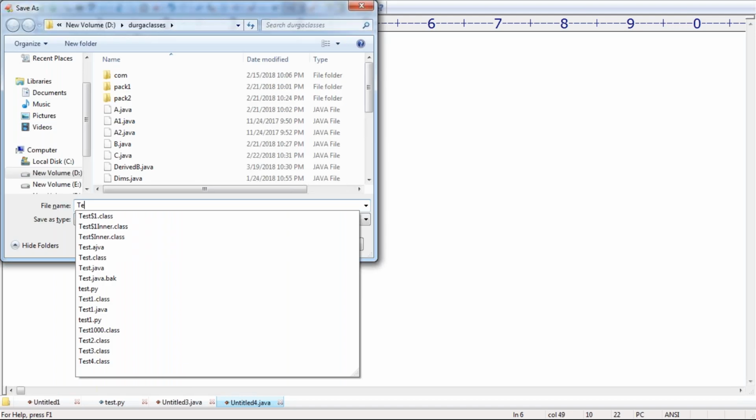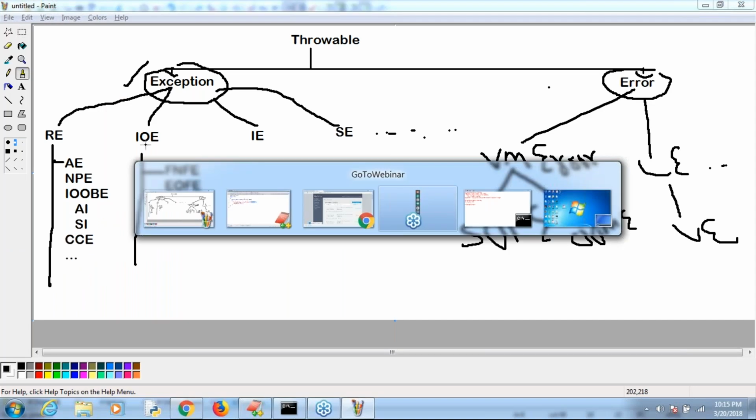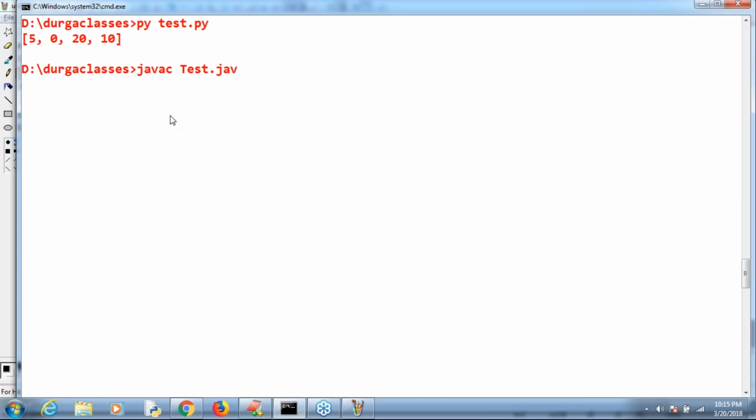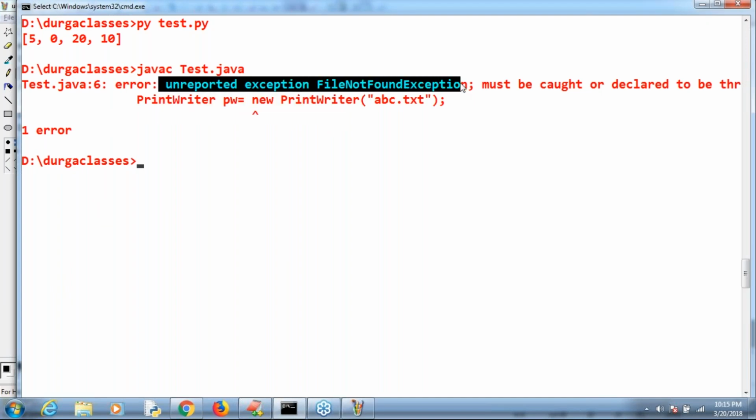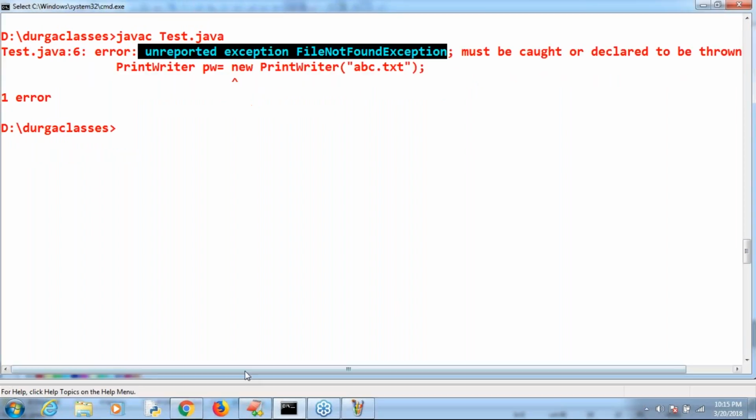Yes, test.java. Now I want to compile this code, sir. Okay, javac test.java. Are you getting it? Javac test.java. Observe the unreported exception. The compiler is telling very clearly: unreported exception, file not found exception, must be caught or declared to be thrown. Are you getting it?